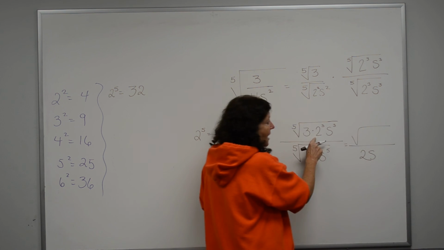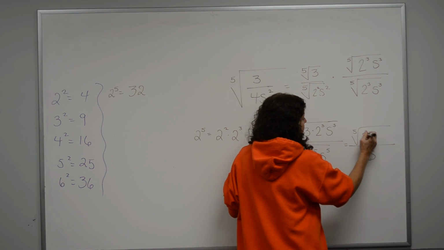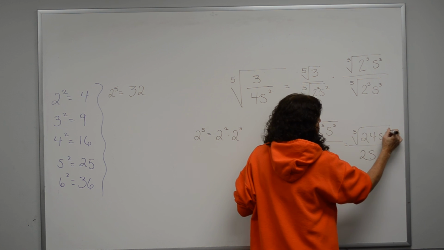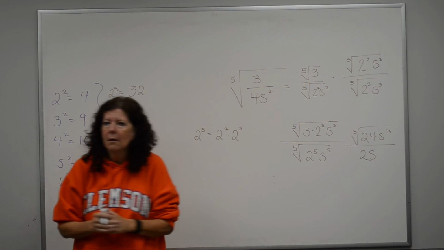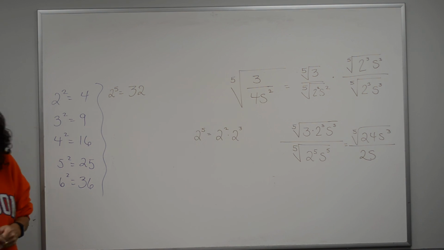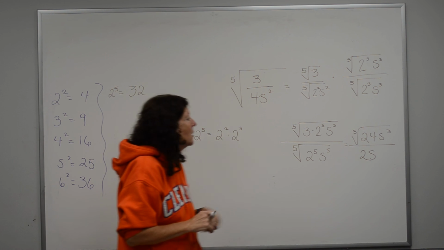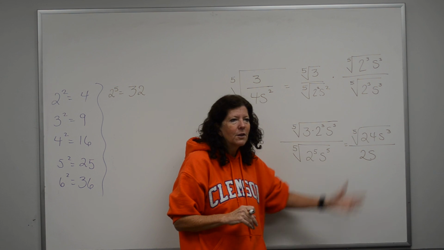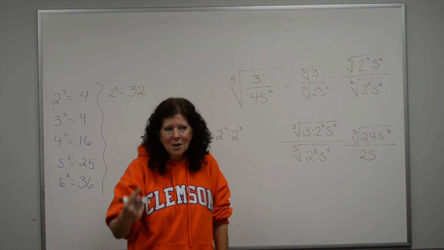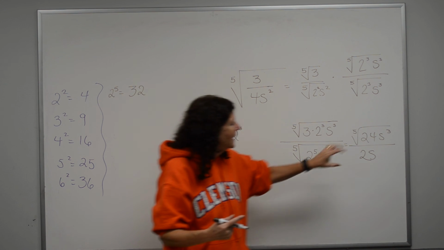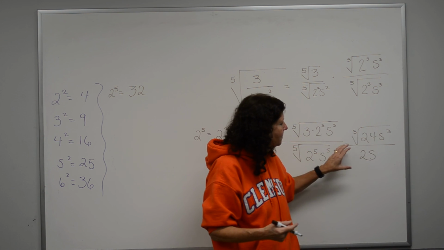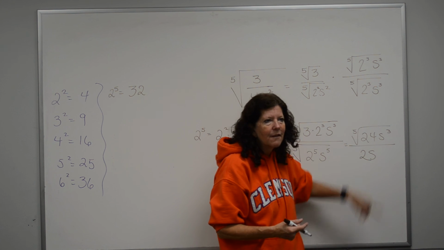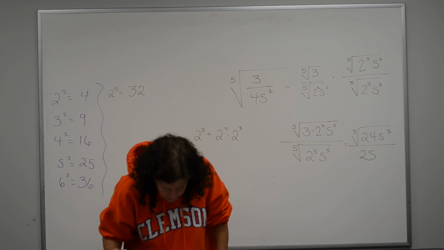You can leave it just like that, or you can write 24 s cubed. It's the same thing. A little bit more confusing. You've got to really think that through. Most of the time you're not working with fifth roots, but understand if you are, I need to have something on the bottom that's going to cancel out that fifth root. Let's do another one of those.